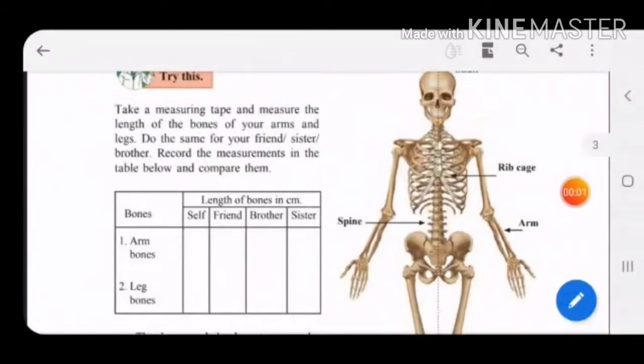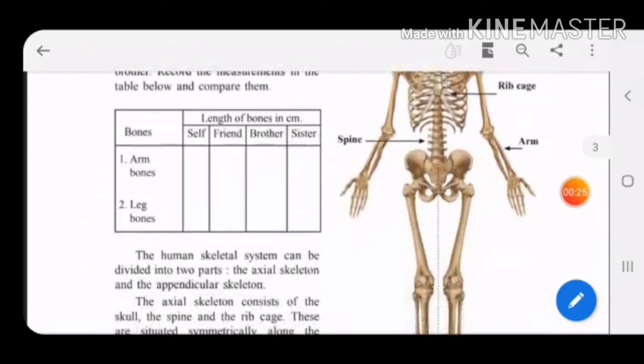Welcome students. Today we are going to start with the second part of chapter number 8, that is the skeletal system and the skin. In part 1 we started with our human skeletal system. Before that we saw X-ray, who invented X-ray, and then we started with the human skeletal system. We have seen types of bones first. Now today let us start with the human skeletal system to be studied in detail.